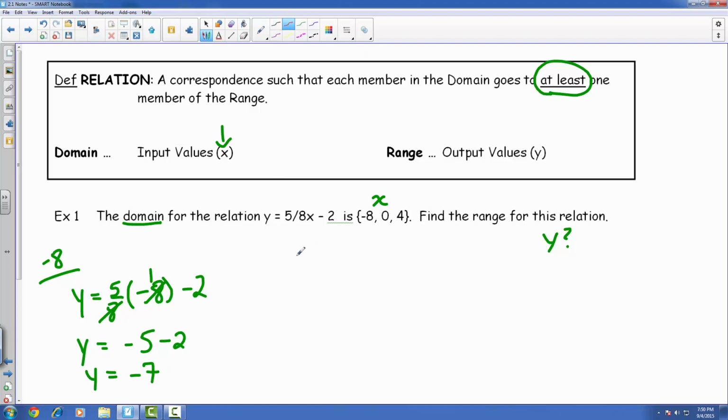When we try the value 0 for our domain and plug that in, we end up with y equals 5/8 times 0 minus 2. Well, anything times 0, unless we're talking about calculus, but we're not there right now, is just going to be 0, so we have 0 minus 2, which comes out to be -2. So the relation, when you throw in 0, comes out to be -2.